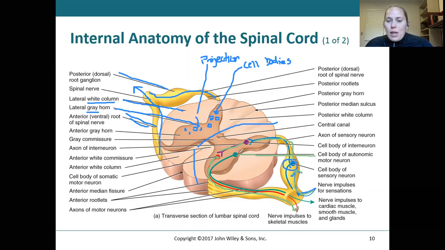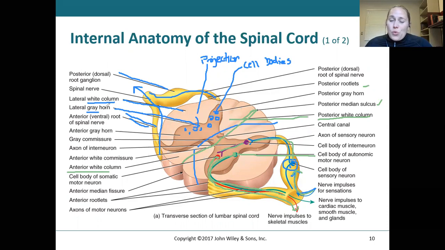Here you can see that there's also the cell body of an autonomic motor neuron. If we remember a little bit about what we learned about the autonomic system last chapter, those autonomic neurons are the automatic functioning neurons within the nervous system. Outside of that, I guess we don't necessarily need to talk too much about things like the posterior rootlets, the median sulcus. The median sulcus is just the halfway point between the two different bilateral sides of this. This is your anterior white column on this side. Here's your posterior white column on this side. But again, I'm not going to get too much into the anterior and posterior and things like that.